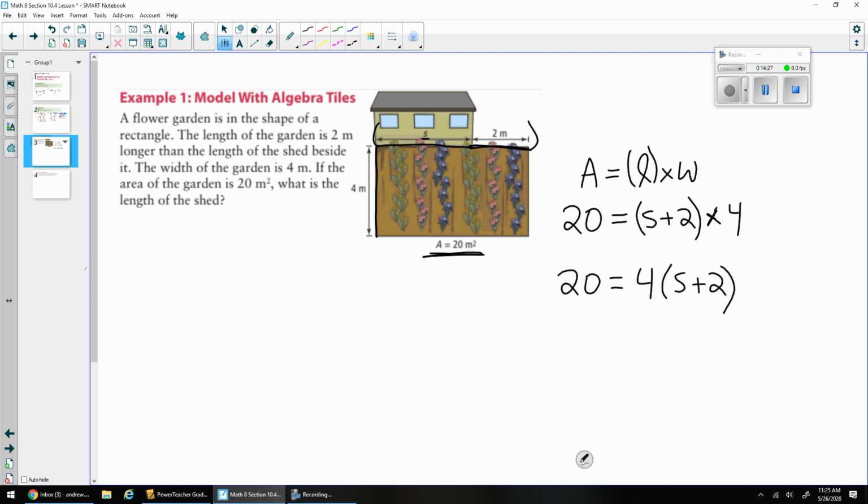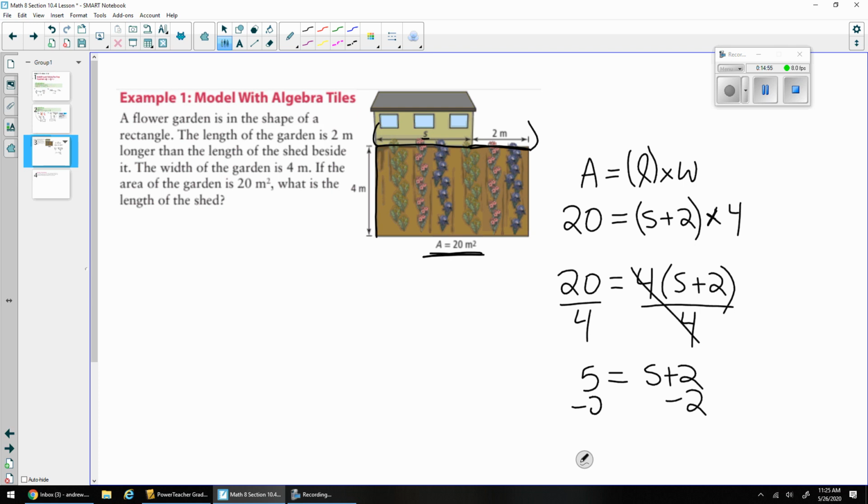I could use the distributive property, or I could divide first. In this case, 20 is divisible by 4, so I can divide first. So I can go divide by 4 and divide by 4. The 4's cancel out. So now on the left side, 20 divided by 4 is 5. 5 is equal to, on the right side, all I have is S plus 2. I need to take away 2 from S since it's S plus 2. I do the opposite on both sides.